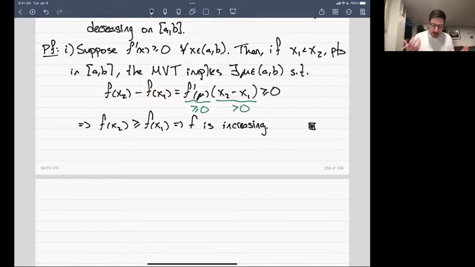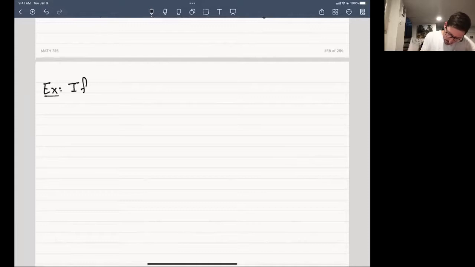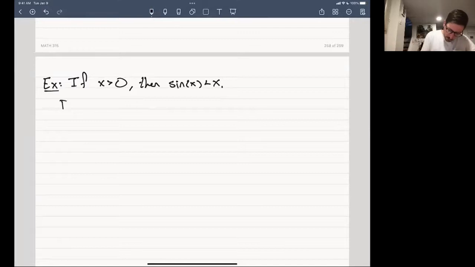Okay, so how do you use this in practice, right? How could this be of benefit to me? Well, one thing that this is really nice for is showing that maybe one function is bigger than another function. So let me say, if I have a positive x, then I want to be able to prove that sine of x is less than x. Okay, so we haven't actually proven that the derivative of sine of x is cos of x, but we can take that for granted. This is something that is usually introduced in introductory calculus classes, so we can take that for granted.